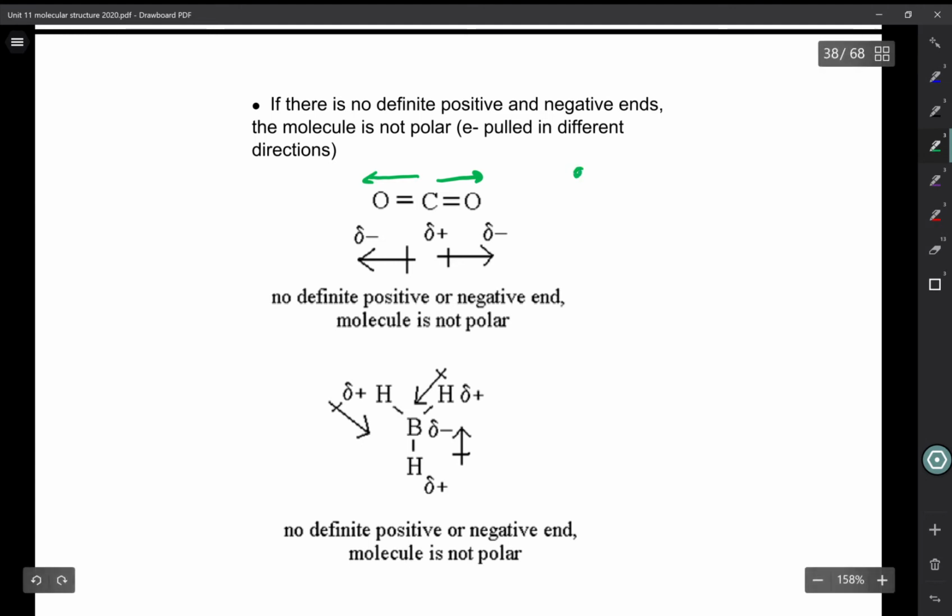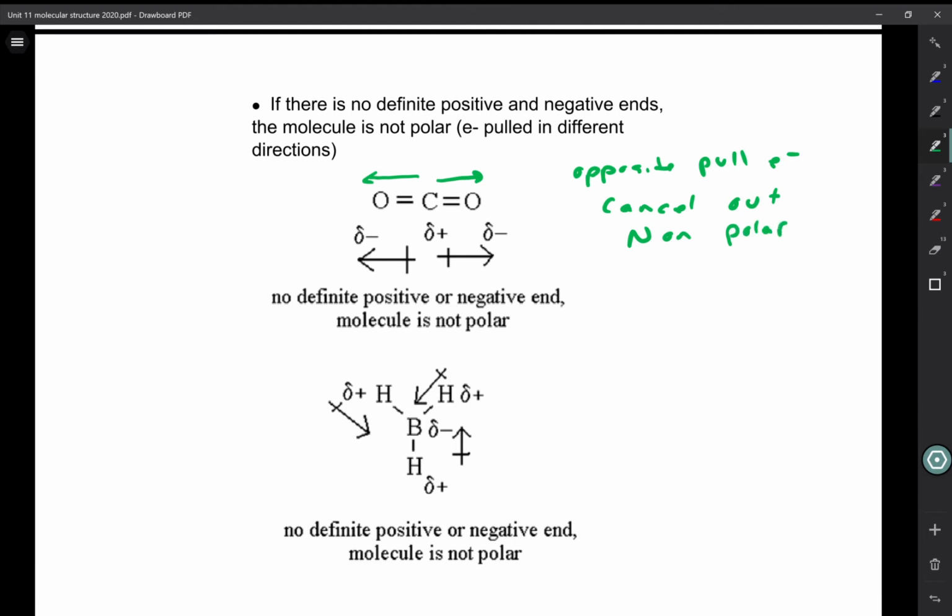Opposite directions, opposite pull of electrons, and they basically cancel out. So therefore it is nonpolar. Just think of playing tug of war, two equal strength people pulling in opposite directions. They just stand there, nothing happens. That's what a nonpolar molecule is.